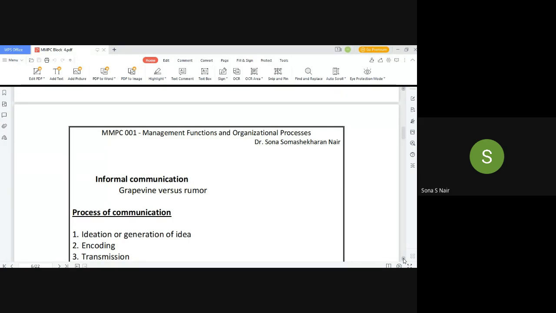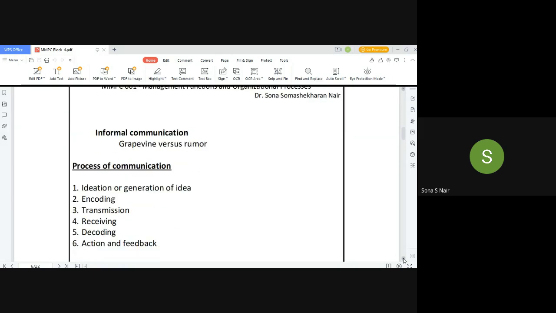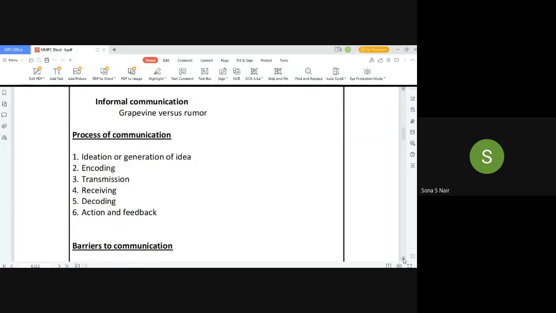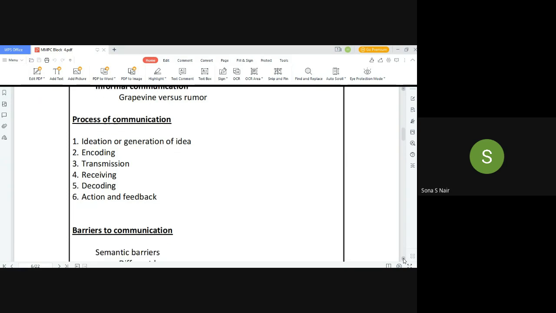Okay. I think you must be already aware of the process of communication. Generation of an idea leads to encoding. After the message is encoded, it is transmitted through whatever channels are available to the person to whom the communication is directed. That person receives it, decodes it, takes action on it, and sends the feedback. Okay?